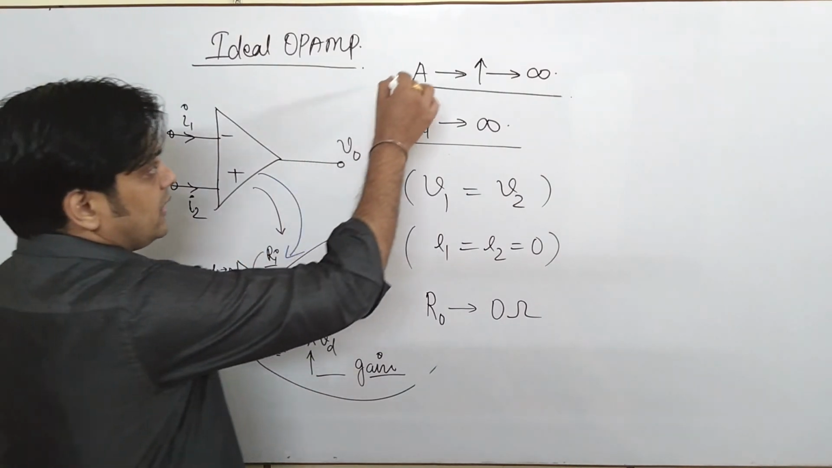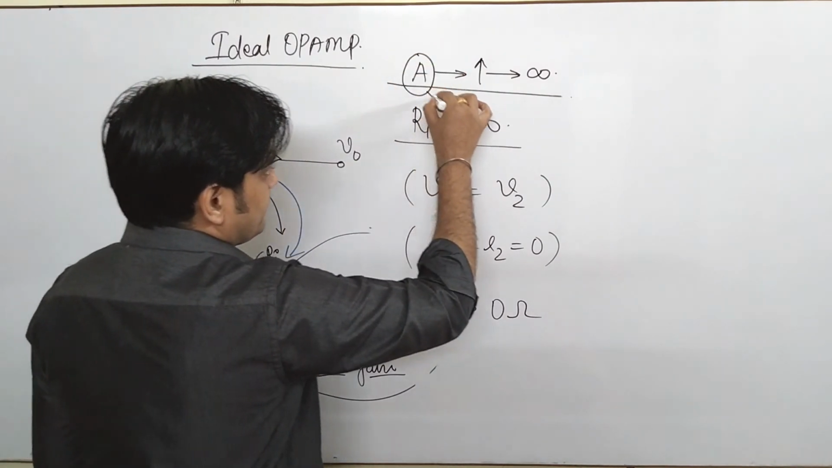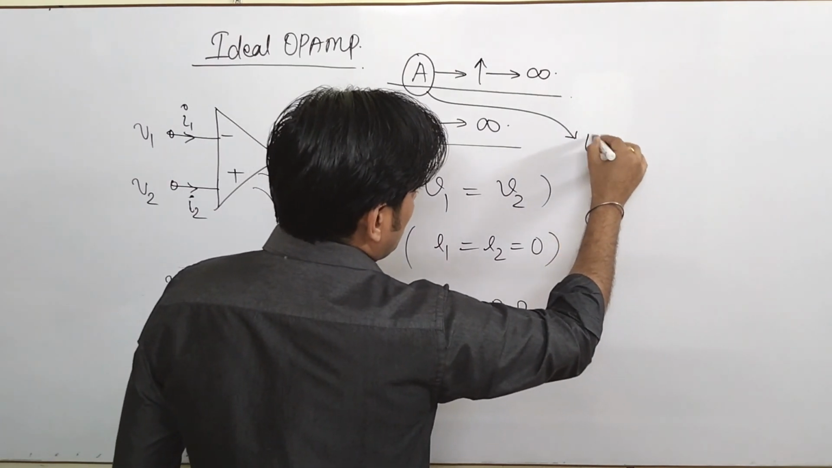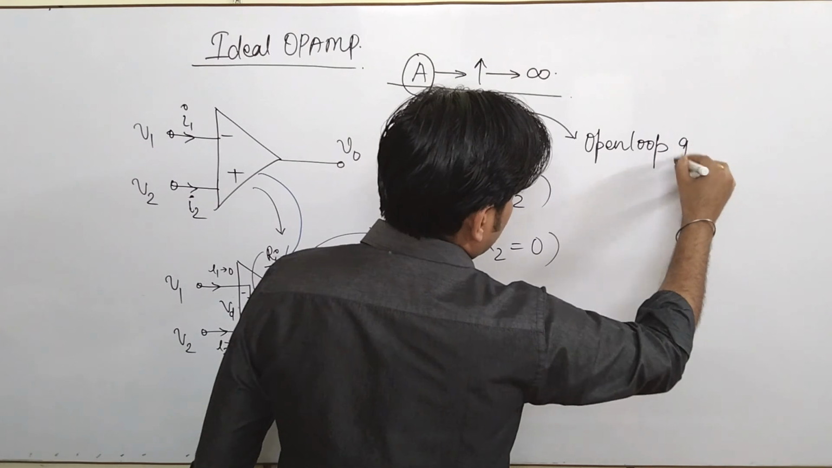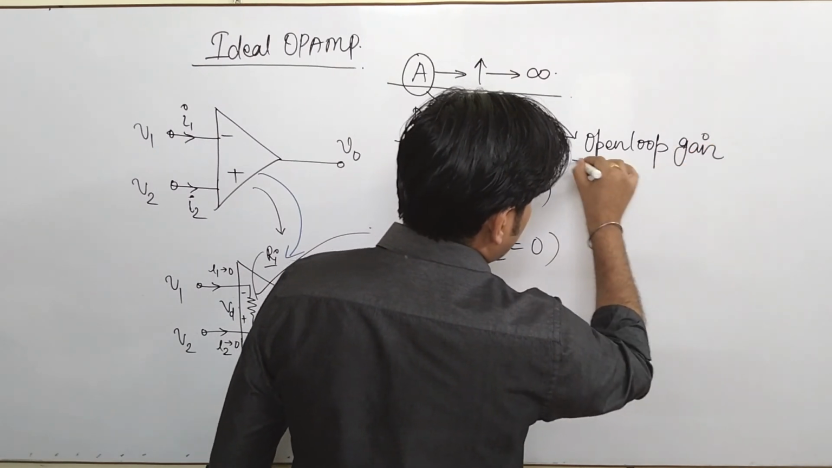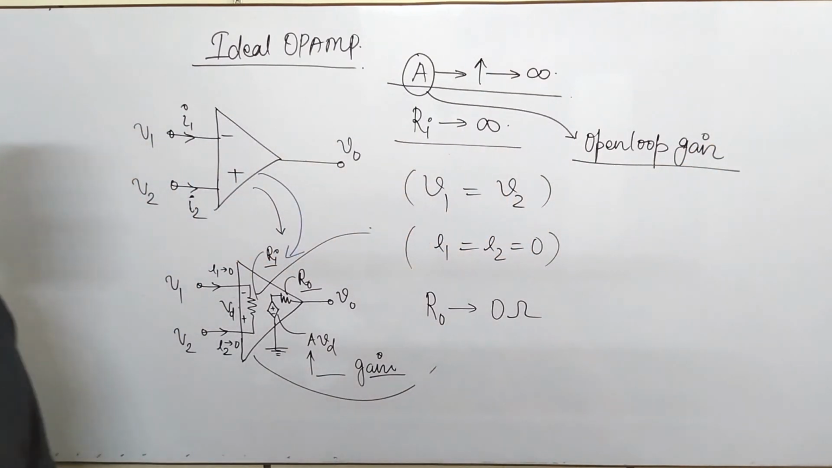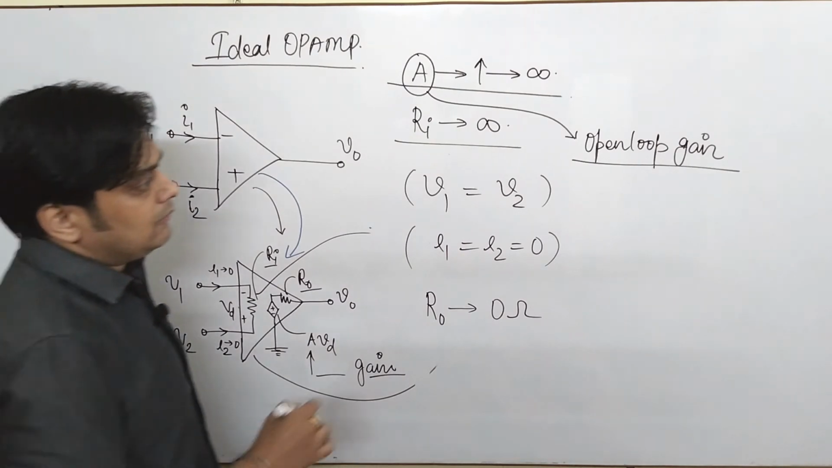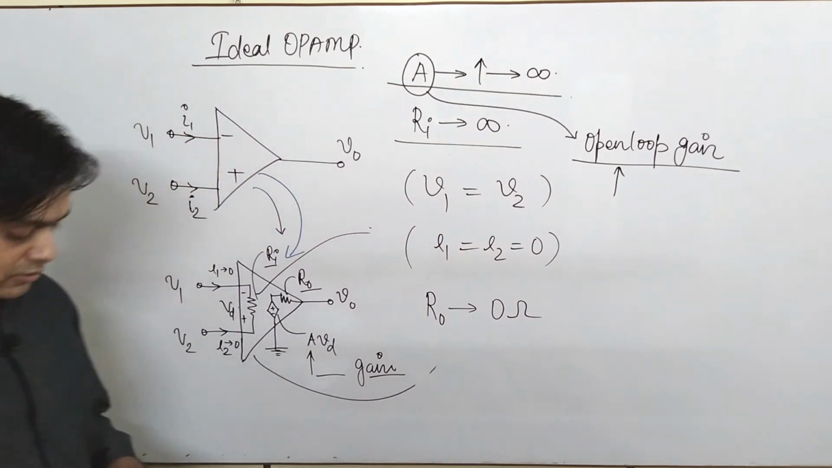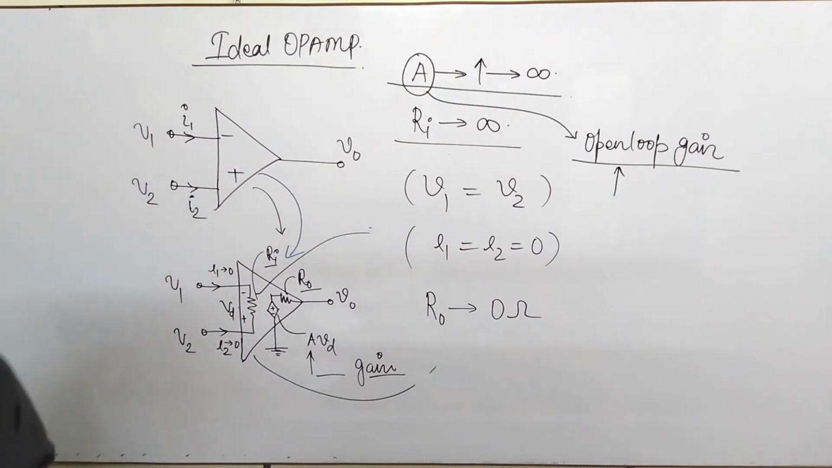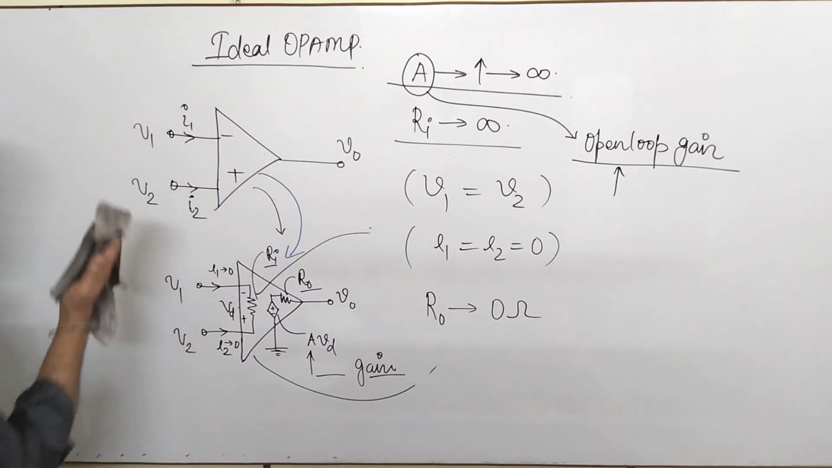Now again we come to the term A. This A is known as open loop gain. I have changed its name, and now I term this gain A as open loop gain. Now the very basic question comes to your mind: what is open loop and what is closed loop? First of all, we will try to understand it.